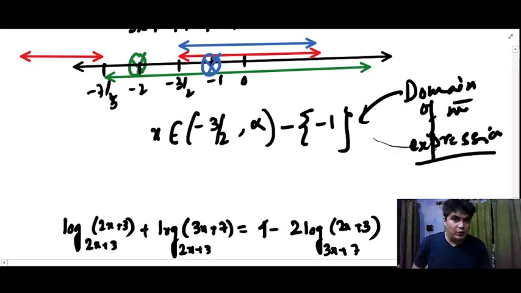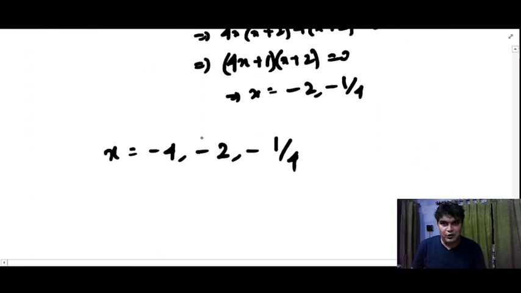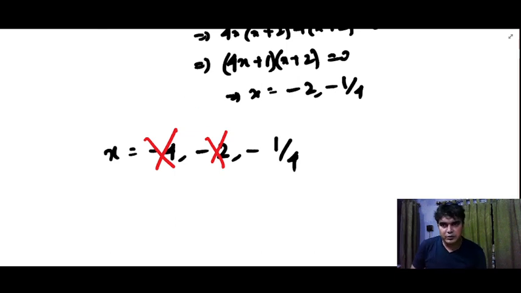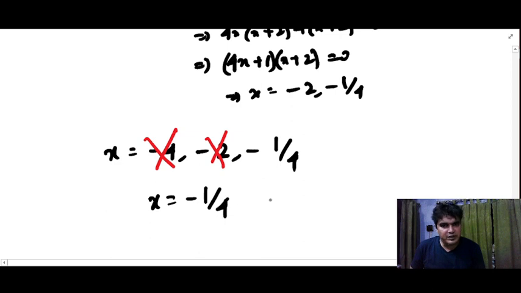So as the value of x is greater than minus 1.5, it cannot be equal to 4, or it cannot be equal to minus 2. So only one possibility is there, that x will be equal to minus 1 by 4. So our solution is x equals minus 1 by 4, and hence our answer. Simple, right?